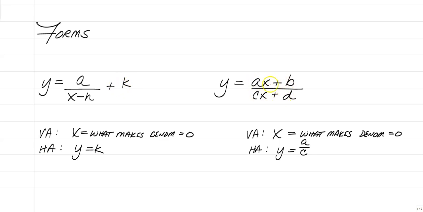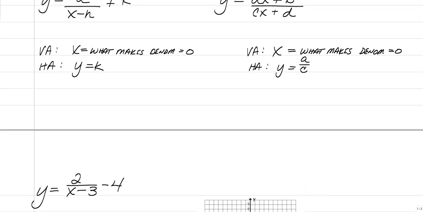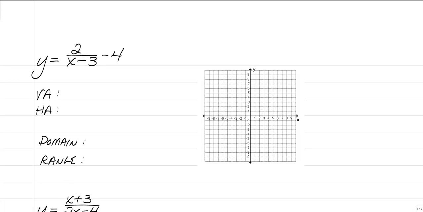Now, if you have two functions divided, then your vertical asymptote will still be what makes your denominator 0. So that's going to be the nice thing about every rational function you graph, is you just set the denominator equal to 0 to find your vertical asymptote. But when you have two functions, you just have to take the fraction of your leading coefficients. So let's check it out.